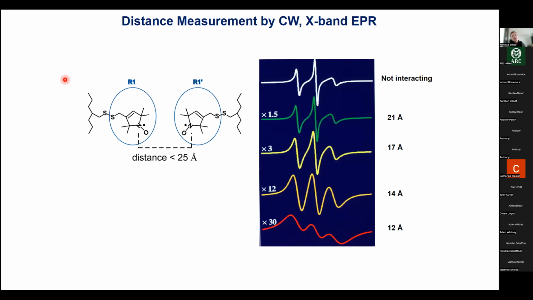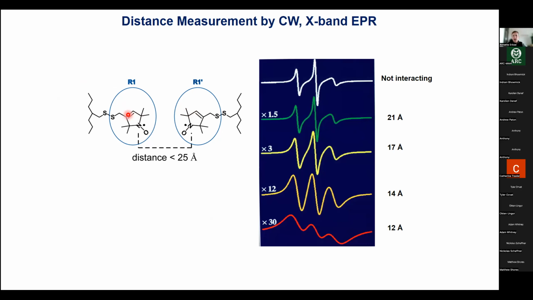The last thing about spin labels I wanted to talk about is measuring distances. And I'm actually pretty excited about this because you can really do this with room temperature continuous wave X-band EPR, and it's relatively easy. It is easy because the two spin labels can actually be the same spin labels.